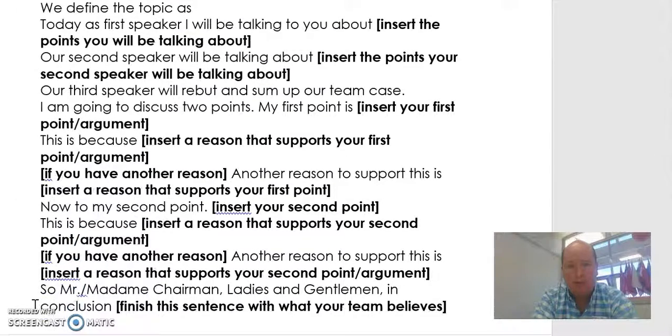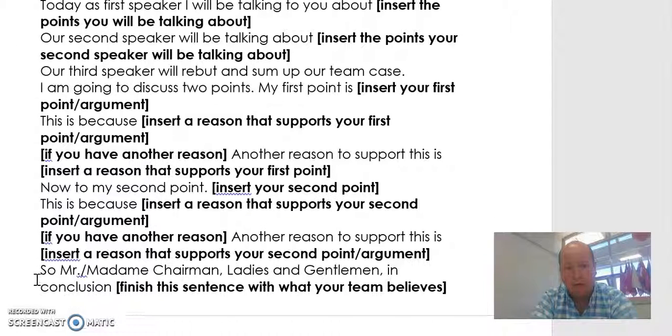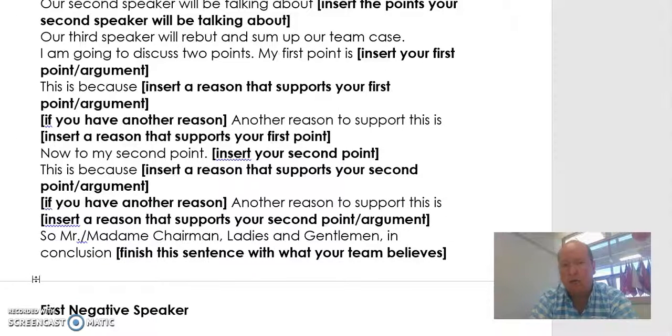And then as you go down, like I said, this one's based on a full debate, so they've got more points. I think for this one we'd suggest looking at 1 point in detail, but you might do 2 if you think you can fit it in. But then at the end, you end with the formality as well. So, Mr. or Madam Chairman, ladies and gentlemen, in conclusion, our team believes such and such. That could be a repetition of the topic, but it also might be your team line.